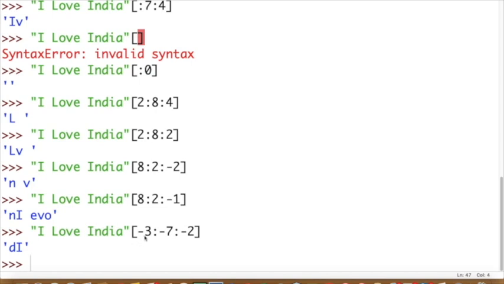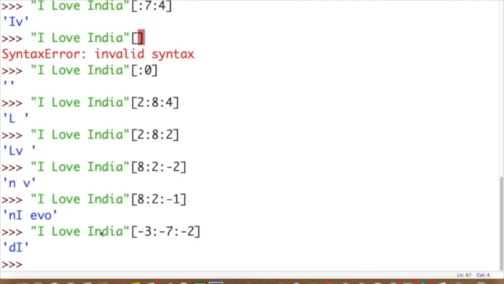Since minus 3 is the starting index, we have A as minus 1. The index of A will be minus 1, since a string can have negative indexes starting from the rear end, right? I will have minus 2, and then D will have minus 3. Since we are starting from minus 3, this D will be sliced out and printed in the output, right? So D is the first letter to be sliced out, and then we have to go up to minus 7.